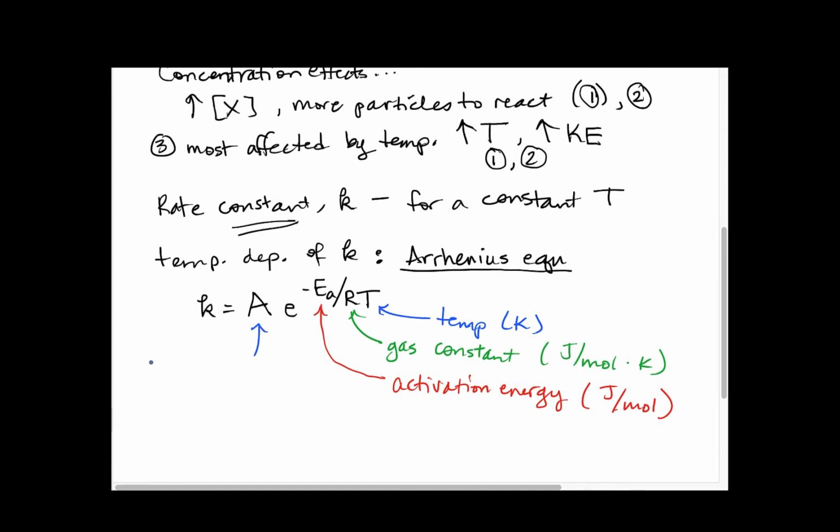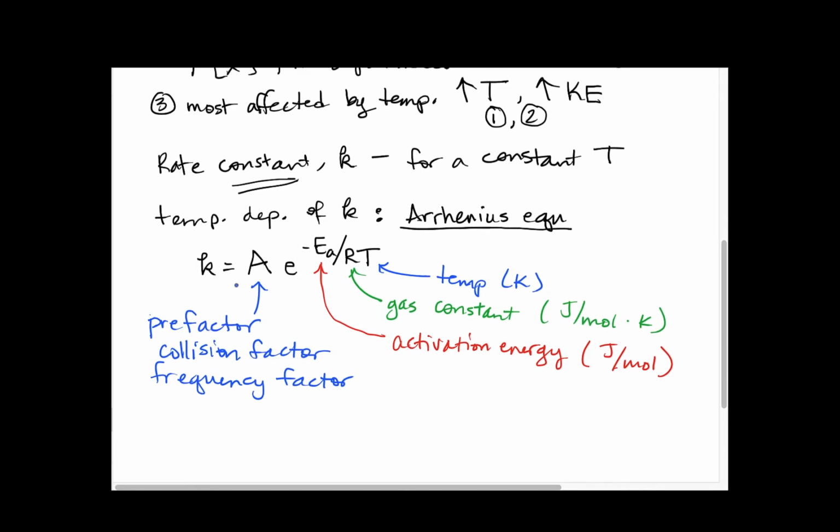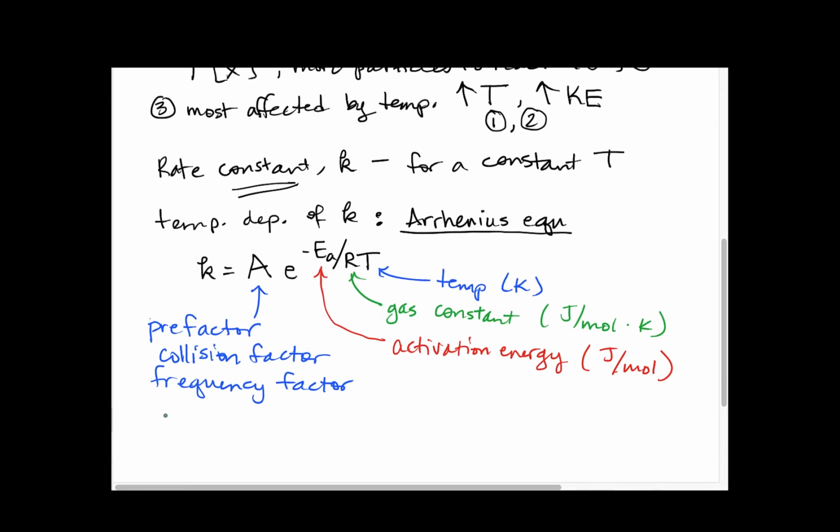This is, depending on where you look, sometimes just called the prefactor. Sometimes it gets called the collision factor. Sometimes it gets called the frequency factor. So depending on which book you read, you're going to see a variety of different terms for it. Now, one thing I want to point out is that the units for the rate constant are going to be the same as the units for that prefactor A.